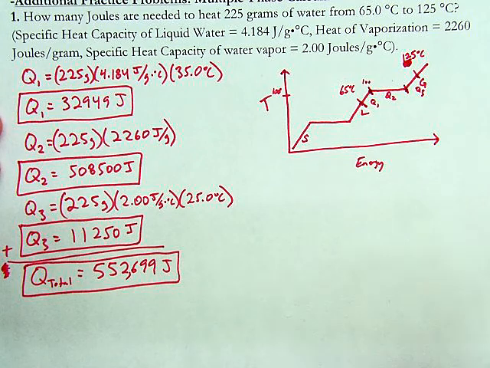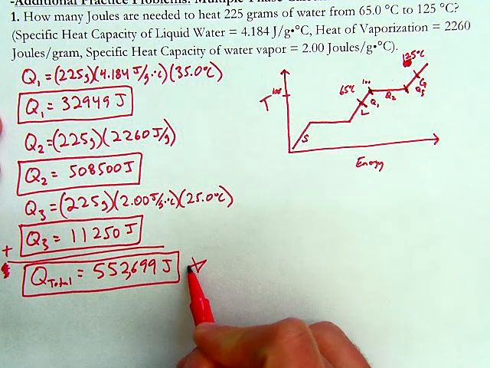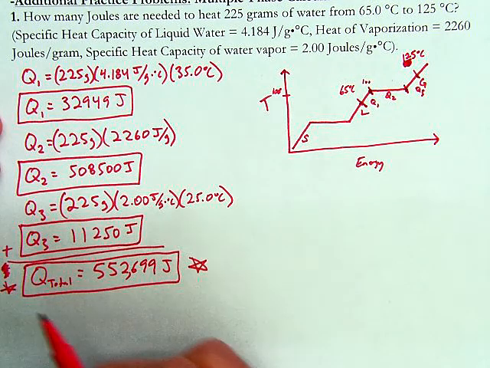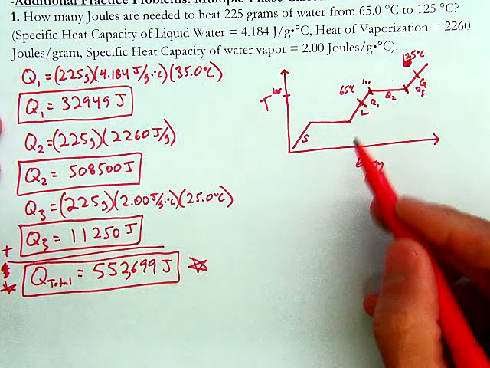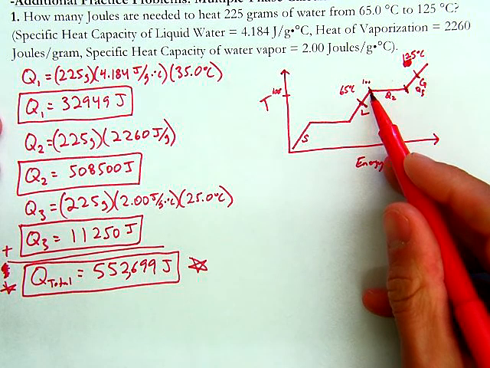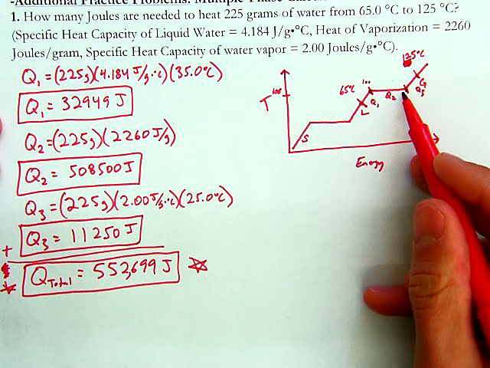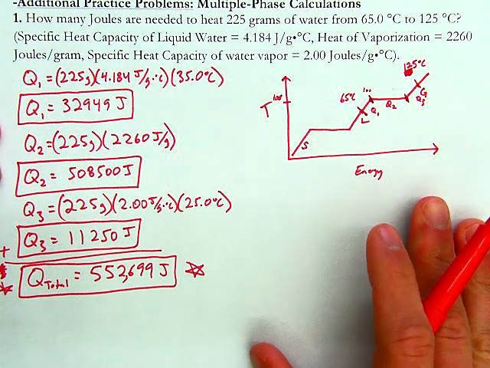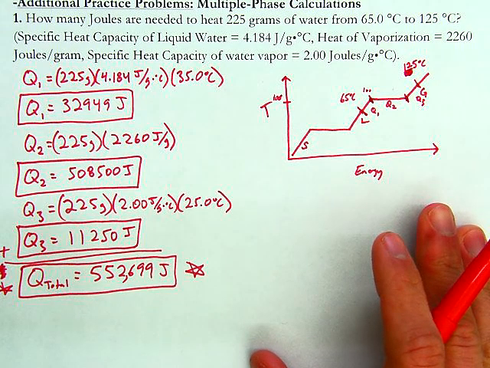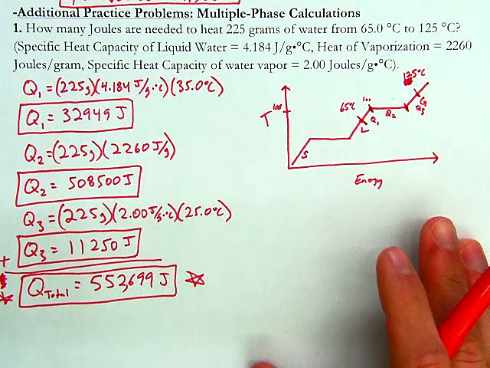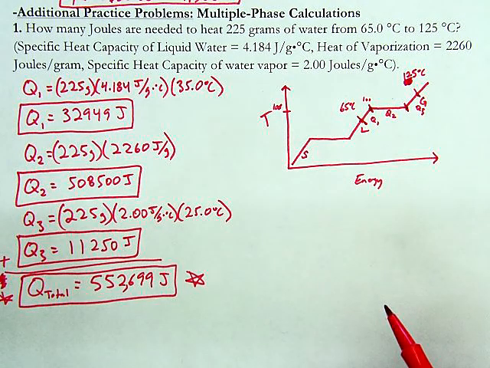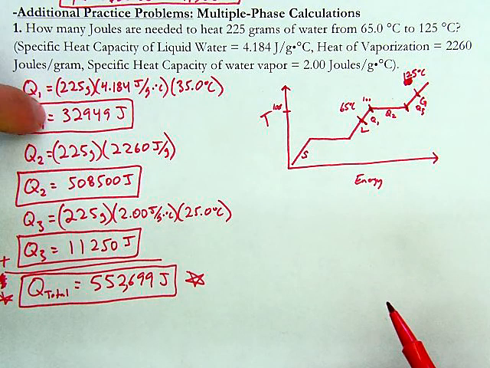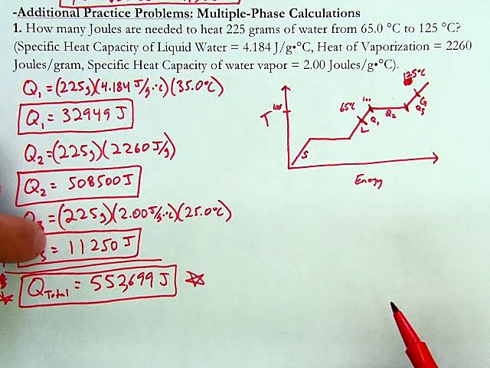So that's going to be the total number of joules that are required to warm the liquid water up to the boiling point, boil the water, and then warm the vapor up to 125. These problems are about as complicated as they get. You have to do 3 different Q problems: a temperature change, a phase change, and a temperature change, and then you add them all together.